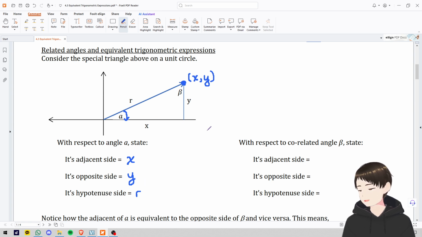Now I want to introduce you to its correlated angle. So think about it. This is a triangle. Let's pretend this is a 30.